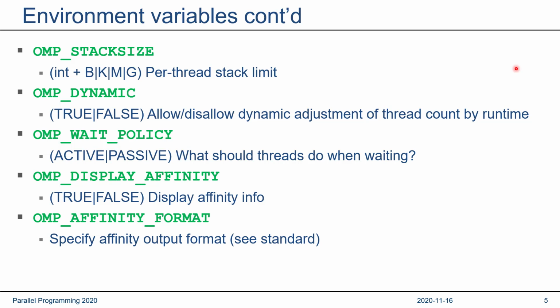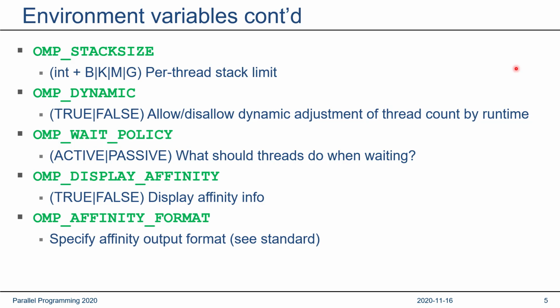So this could be interesting if the node you're working on is not your own. If you share the node with others, then it could be interesting to set it to passive because you don't want to block resources for others just by waiting in a barrier. On the other hand, if your resources are exclusive to you, if you own the node, at least for the time of the job you're running, then it might be interesting to set it to active, because this reduces the overhead for barriers. The default setting of this variable is implementation defined.